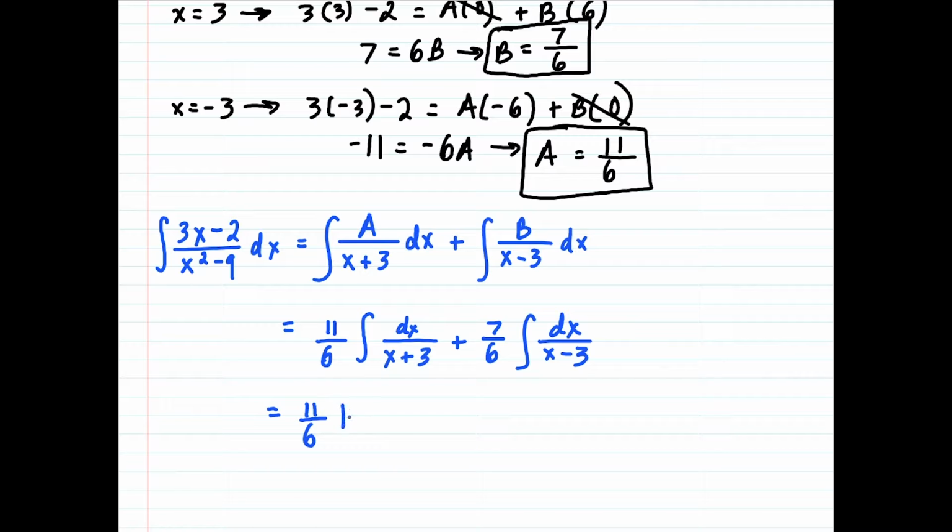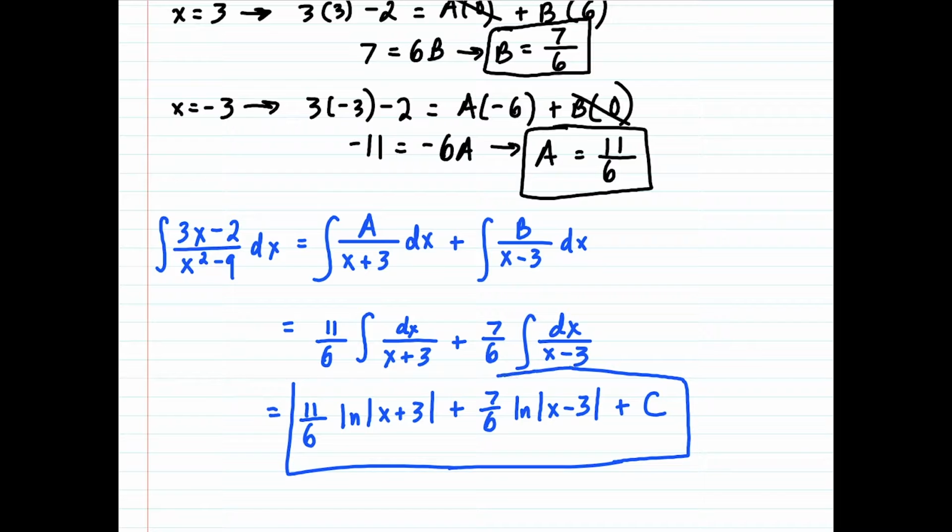So we're going to have 11/6 times natural log absolute value x plus 3. And then for the second integral, we're going to have 7 over 6 times natural log absolute value x minus 3. And then don't forget the plus c at the end. That's an annoying way to lose a point. And this is our final answer to the first question.